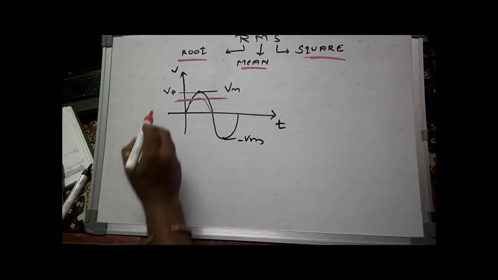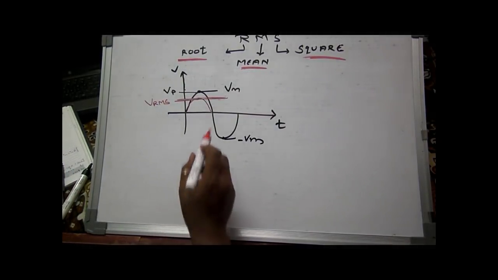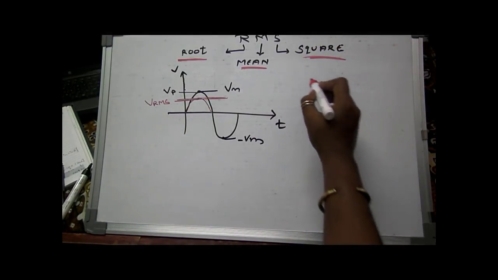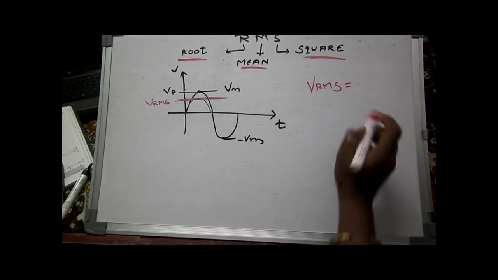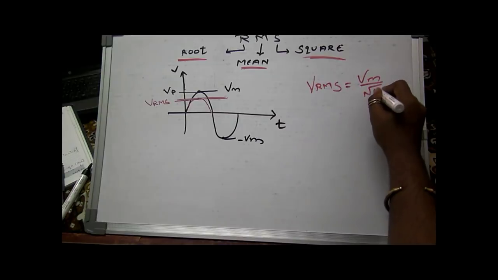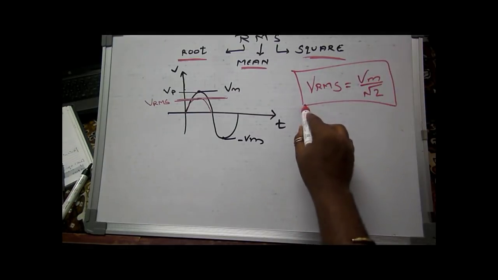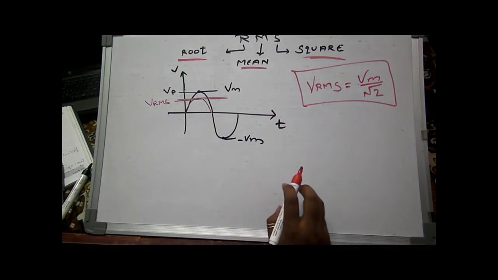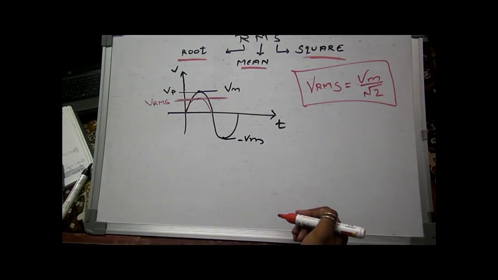That is VRMS. Then how to calculate it? The formula for calculating the RMS value is VRMS is equal to Vm divided by root 2. There is a big derivation behind it. If you want that derivation, I can put it in my description, but for the time being only this much is important. Derivation is not that important. Remember that Vrms is equal to Vm upon root 2.